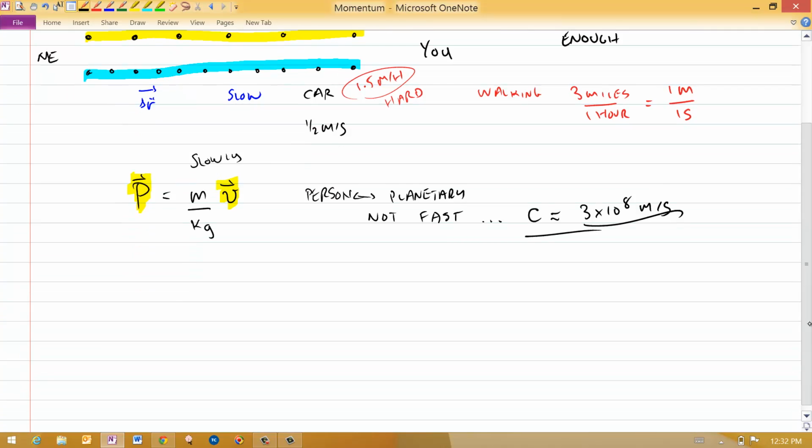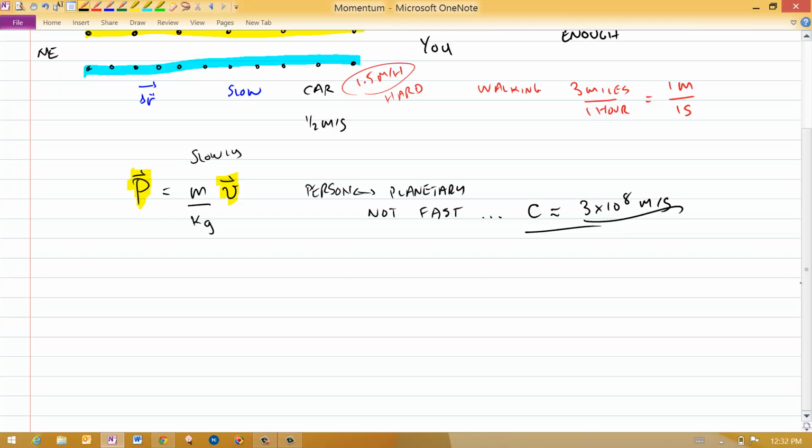Now for an arbitrary object, however, and we do routinely make objects go very close to this speed in particle physics experiments and accelerators, the actual expression, which is known to be correct in every experiment in which it's been measured, is the following.